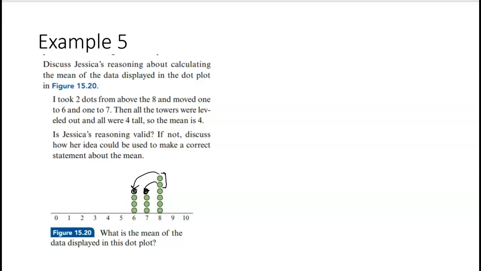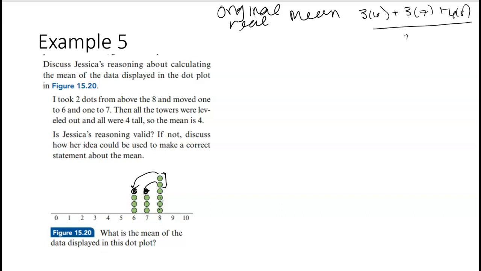Well, let's first see what the mean is originally. So the real mean is going to be equal to 3 times 6 plus 3 times 7 plus 6 times 8, over 12 dots total. So let's type that in our calculator: 3 times 6 plus 3 times 7 plus 6 times 8. Make sure you hit equal and then divide it, otherwise you're going to get the wrong answer. So the mean is 7.25. This is the correct mean.